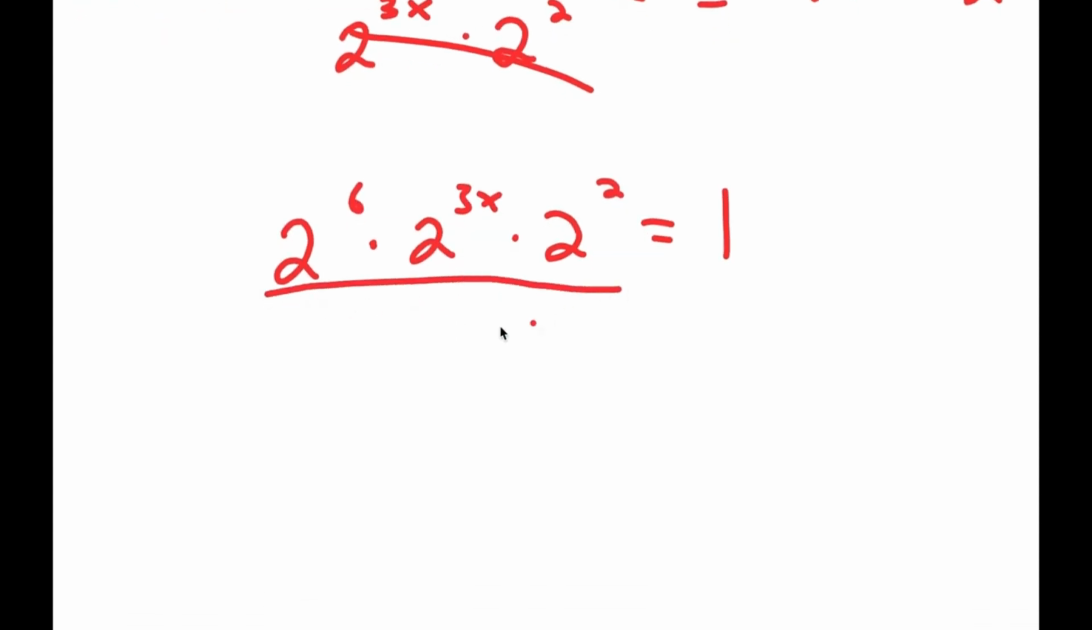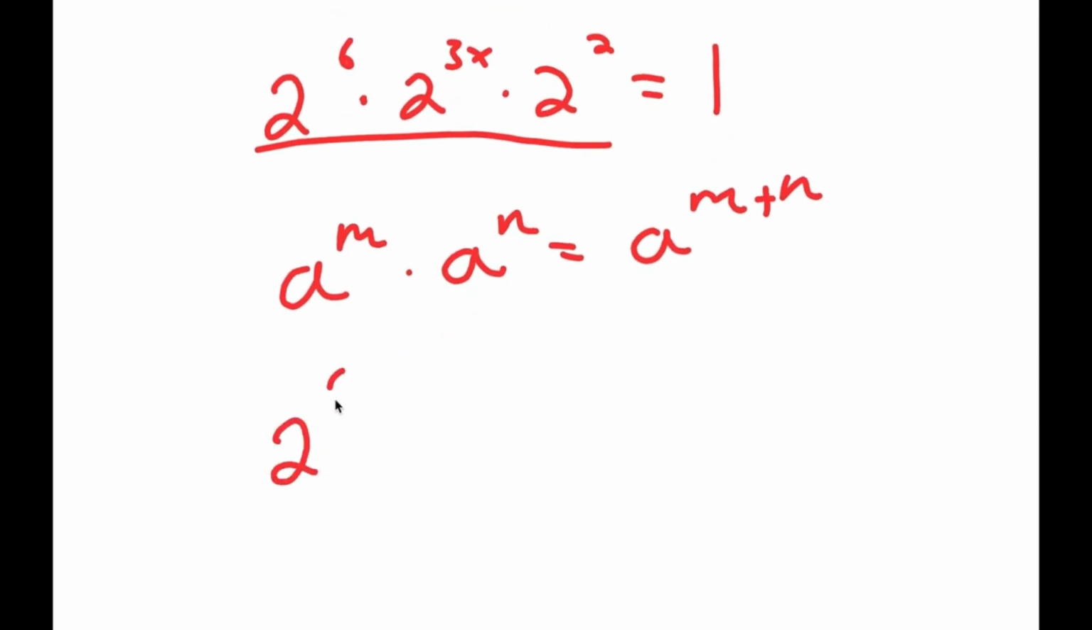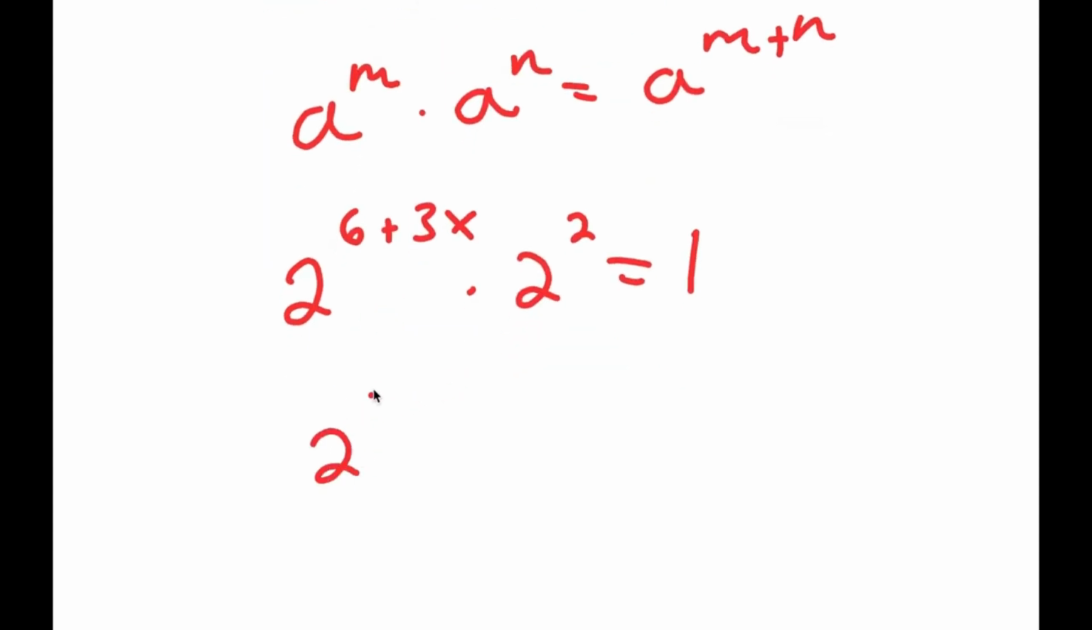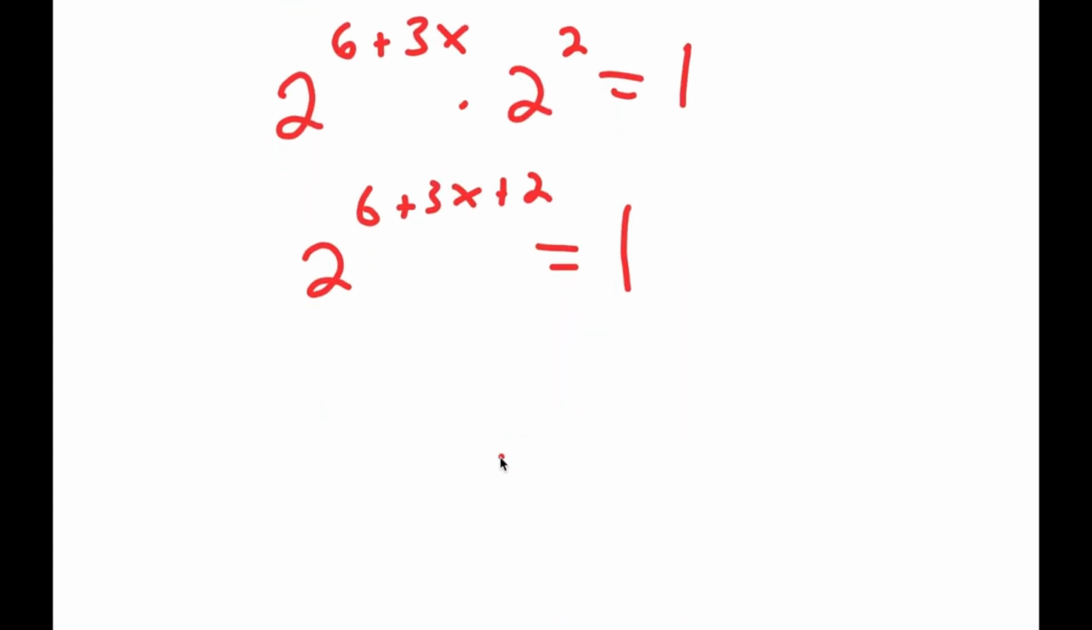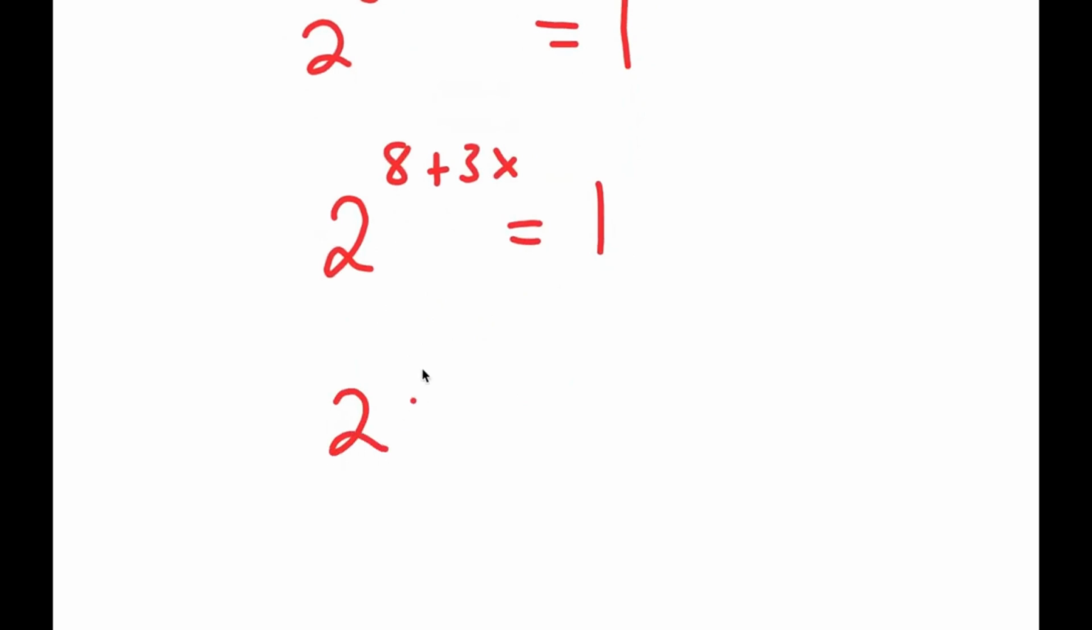And because all these powers have the same base, well, if I have something in the form a to the power of m times a to the power of n, this is equal to a to the power of m plus n. So let's first start off with 2 to the power of 6 times 2 to the power of 3x. That's going to equal 2 to the power of 6 plus 3x, and now I have this times 2 squared, which is equal to 2 to the power of 6 plus 3x plus 2 is equal to 1. Now 6 plus 2 is 8, so I get 2 to the power of 8 plus 3x is equal to 1, and I can write this as 2 to the power of 3x plus 8 is equal to 1.